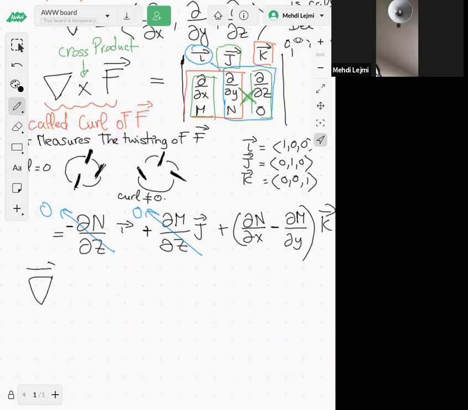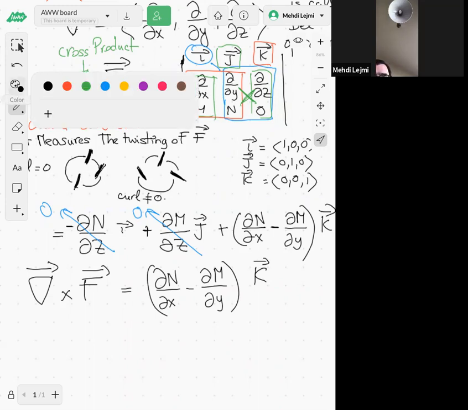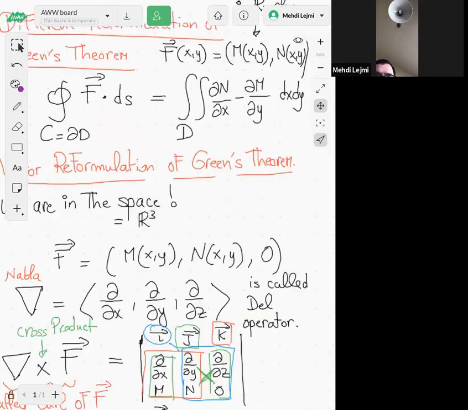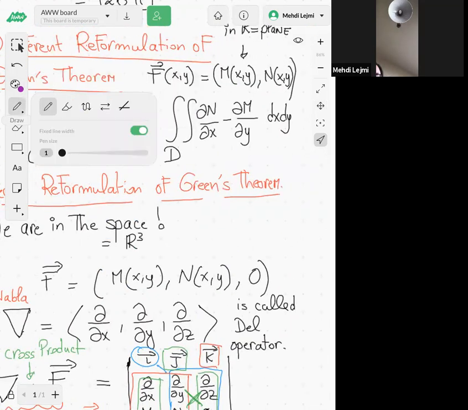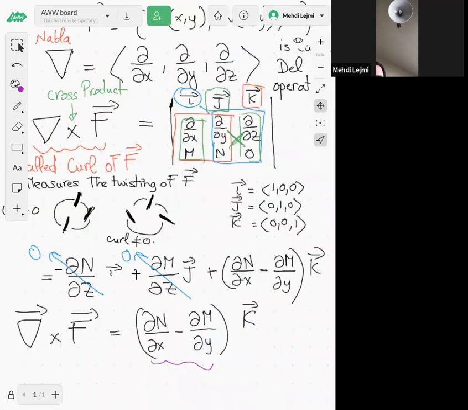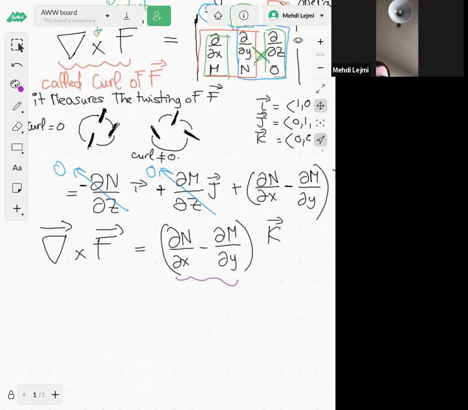And so what I'm saying in this case is that if you do the curl of f, that will be equal to partial n, partial x, minus partial m, partial y, times the vector k. Again, k is 0, 0, 1. And you can see this is exactly partial n, partial x minus partial m, partial y. That's exactly the right side of my Green's theorem, right? In Green's theorem, in this double integral, the function to integrate is partial n, partial x minus partial m, partial y. So that's exactly what I have here when I do this curl of f.